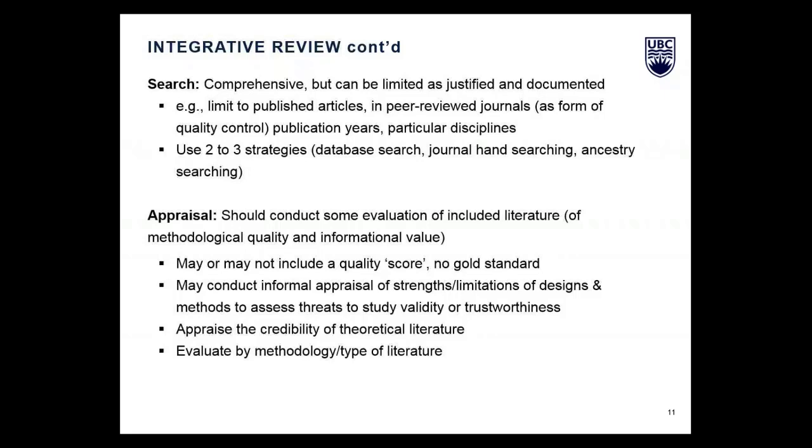There should be two to three strategies used, so not just database searching, but you can do some journal hand searching of a particular field or ancestry searching through the reference lists. And there should be some kind of appraisal, but for graduate students, we would say this can be a more informal type of appraisal. Sometimes I've advised students to really just look at the strengths and limitations of particular studies. But some students will include a quality score, but there's really no gold standard about how to do this.